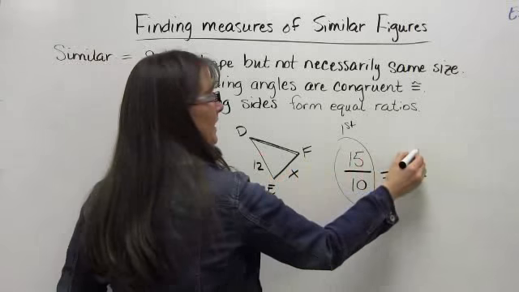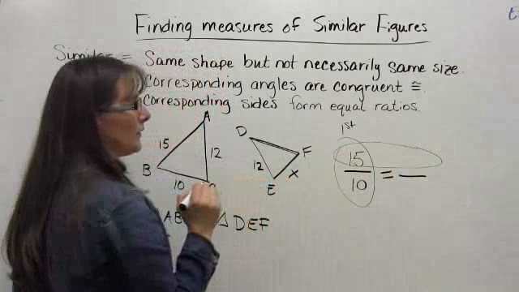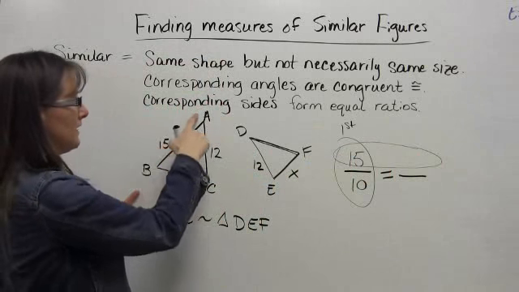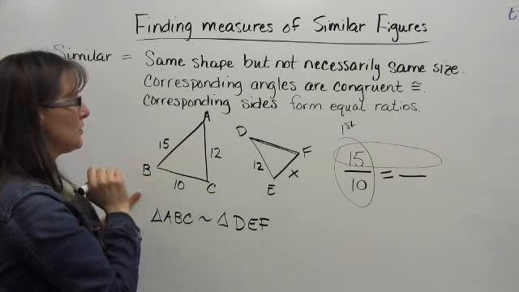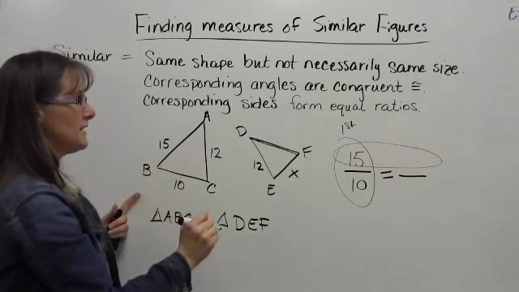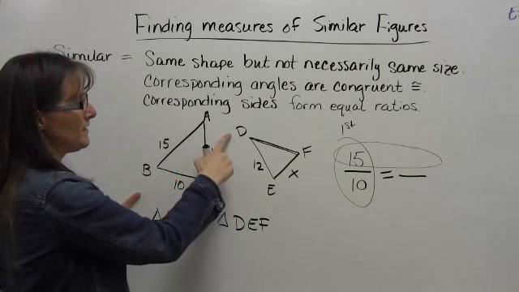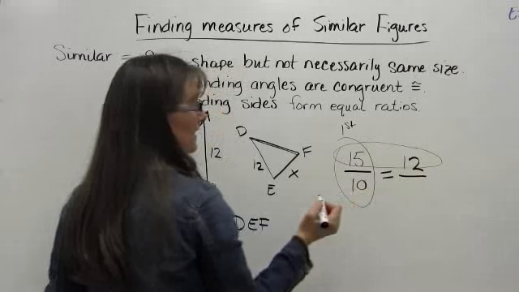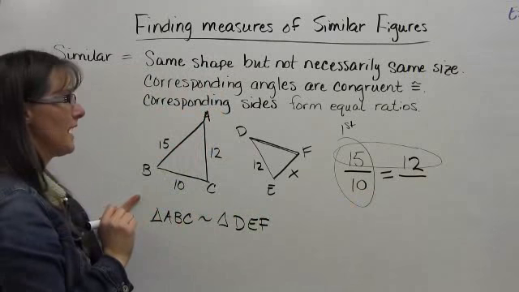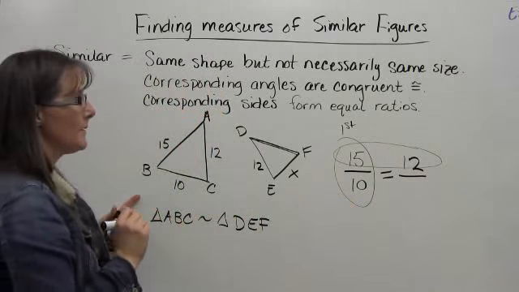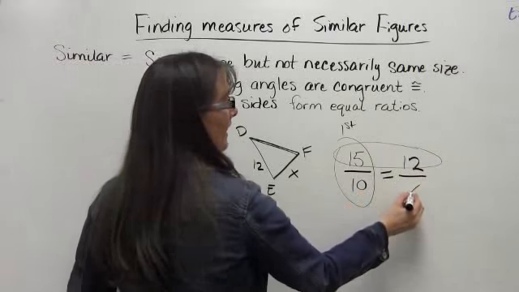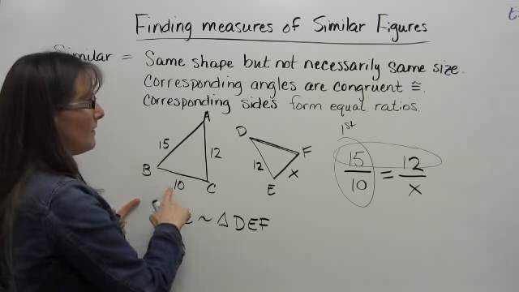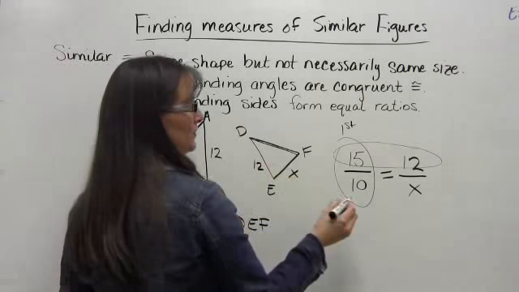I also have to match going across. So since I chose the 15 for my numerator, that's length AB, I need to choose the matching side from the second triangle. That's going to be DE. So that means my top number over here must be a 12 because they have to be matching sides. And that leaves me to put in the X, the matching side to 10 from the first triangle.